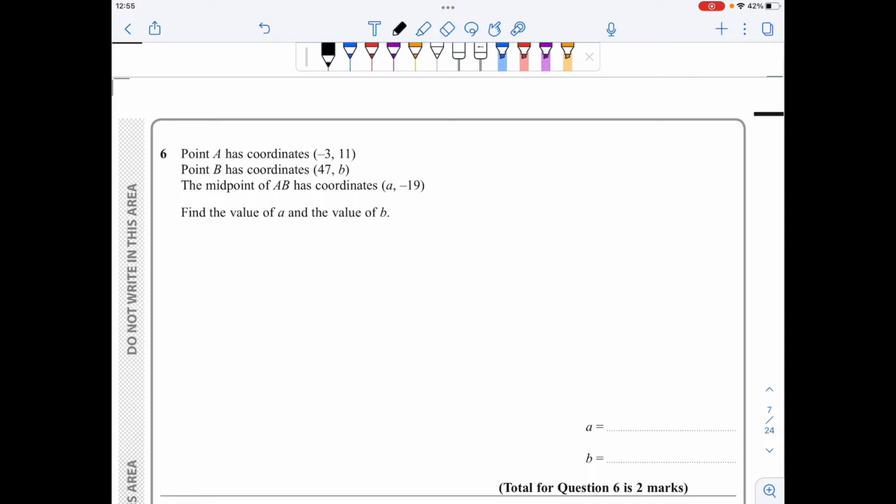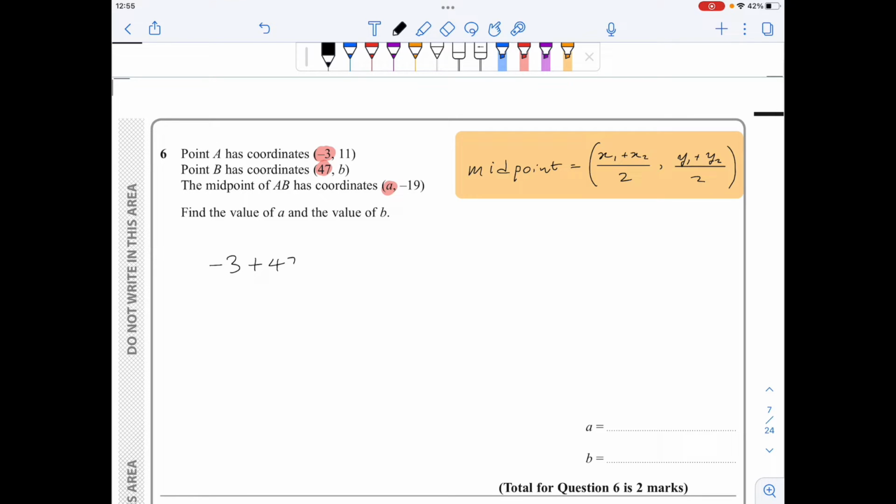For question 6, first recall the formula for the midpoint. That's the mean of the x-coordinates and the mean of the y-coordinates. So let's work separately for the x-coordinates. Minus 3 plus 47 over 2 is equal to a. So a comes out to be 22.